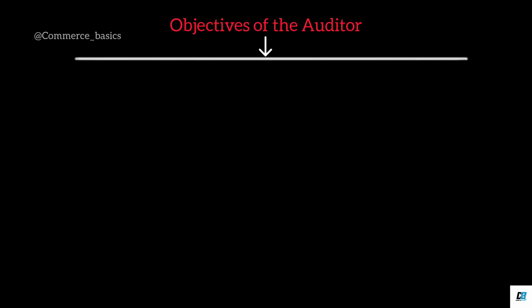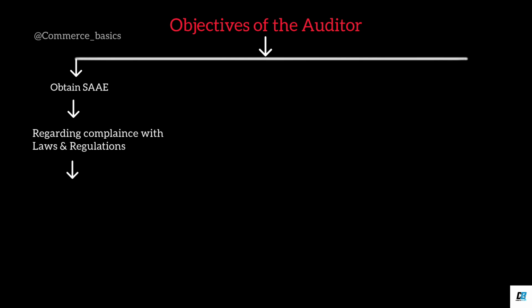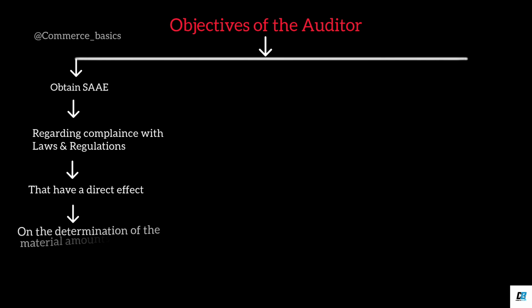We have three objectives. First one is we have to obtain sufficient and appropriate audit evidence regarding whether the entity is complying with the laws and regulations which have a direct effect on the determination of material amounts and disclosures in the FS. So these are the laws and regulations which have a direct effect on the FS.